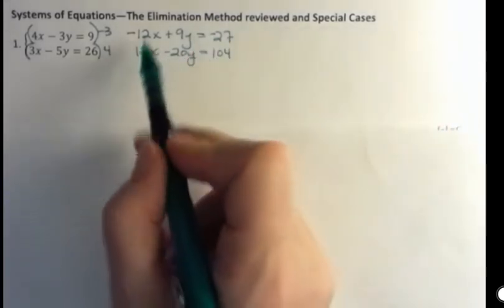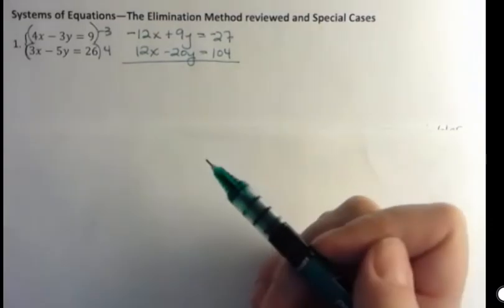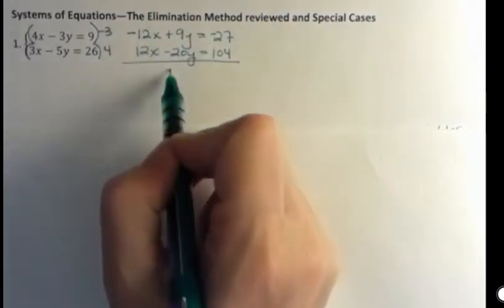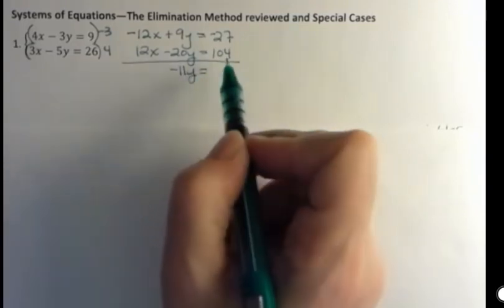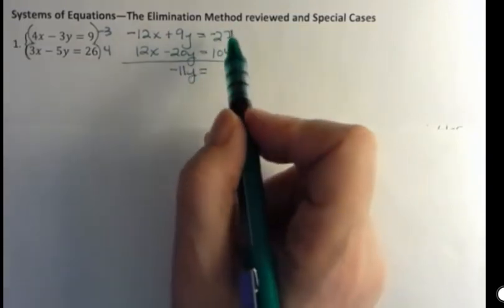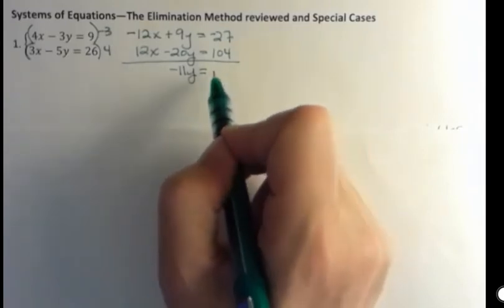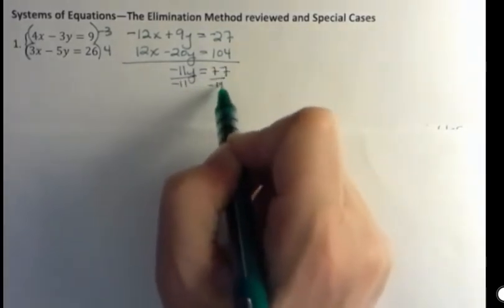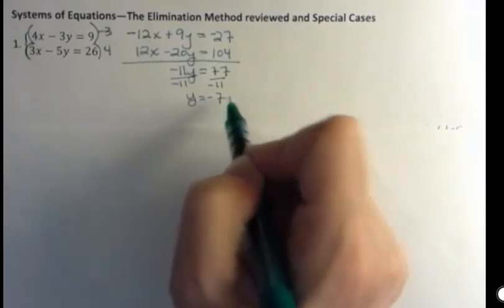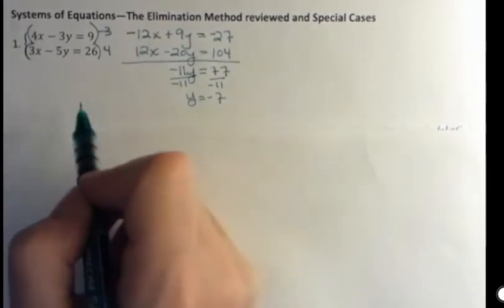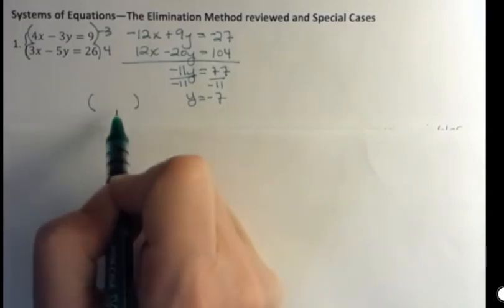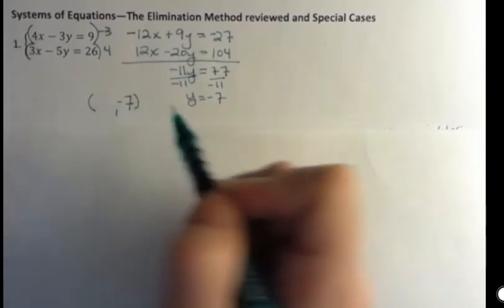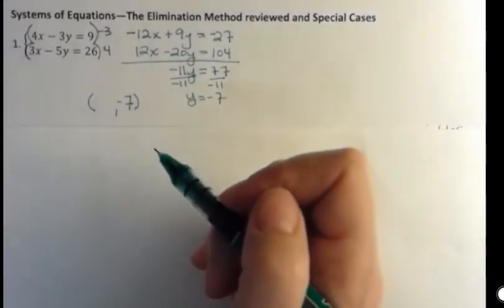Now I have opposites, and now I can add those two things together and eliminate. So those go away. 9y minus 20y is -11y, and 104 minus 27 is 77. Divide both sides by -11, and I get y equals -7. Now remember, that's half of our answer, because our answer for a system, if there is a unique solution, is going to be an ordered pair. So I found half, but I haven't found the other half yet.